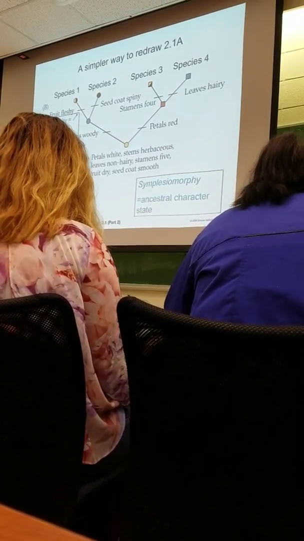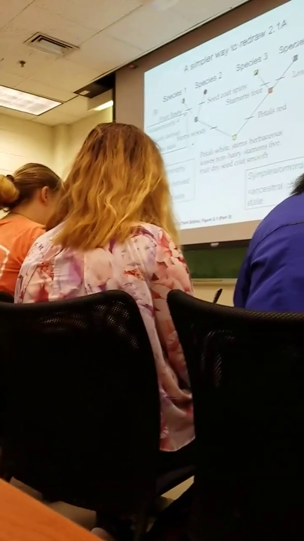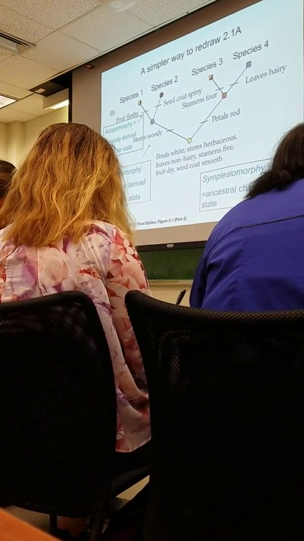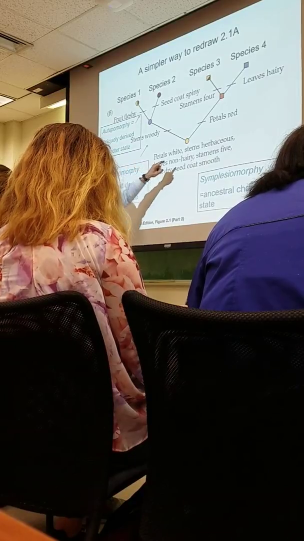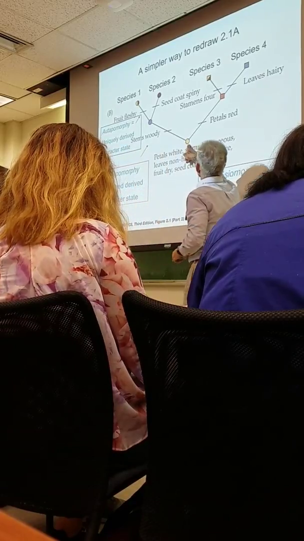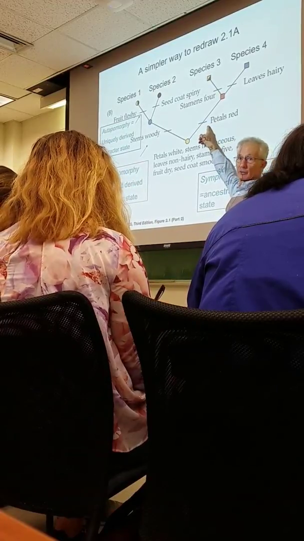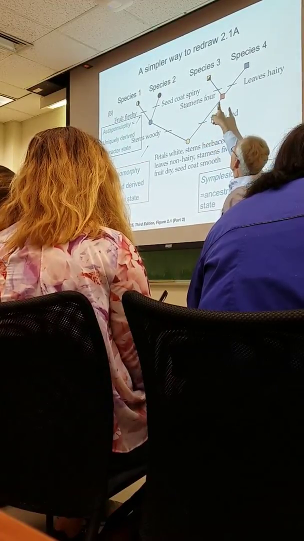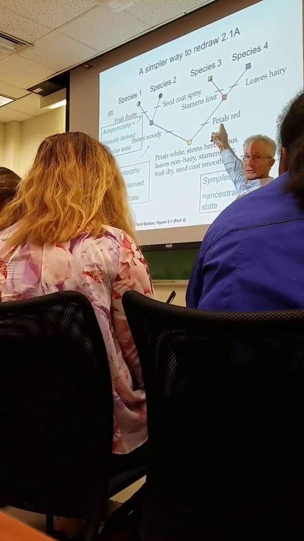See how we can talk now? Like 10 minutes ago, you didn't know what a character was or a character state. Now we're showing you how you can use those to build trees. A shared derived character state is a synapomorphy. So here's a great example. Here was our ancestor. We talked about this change in flower color from white to red. Both of those species have red flowers.